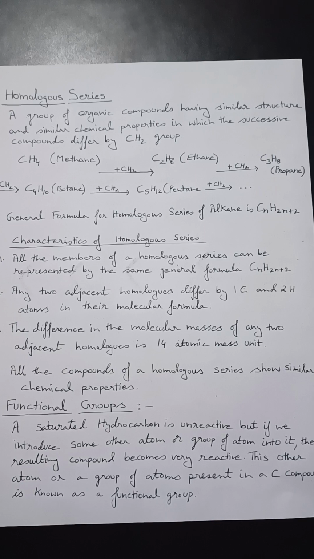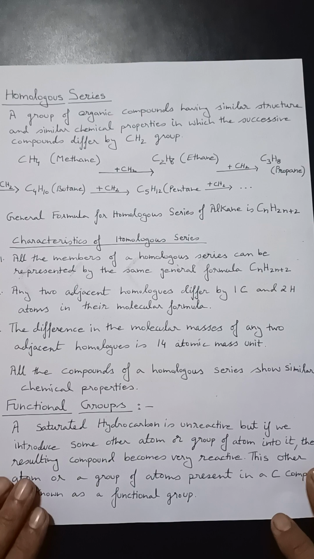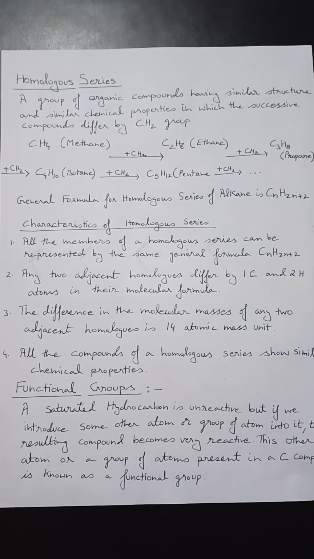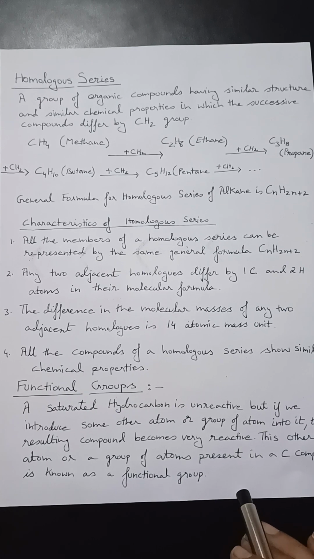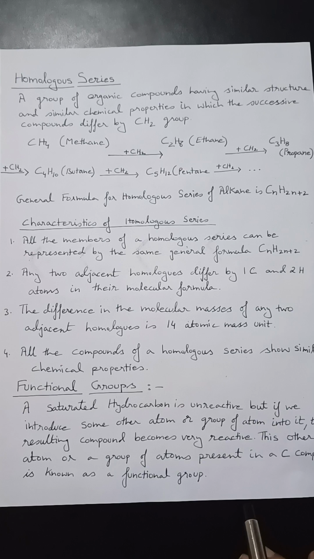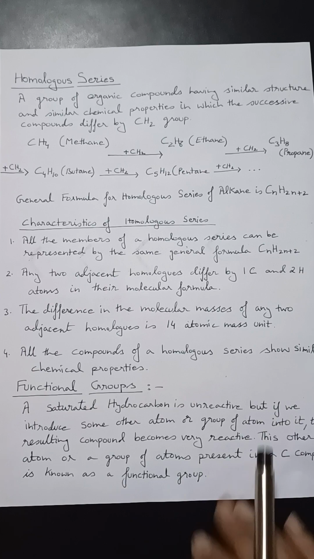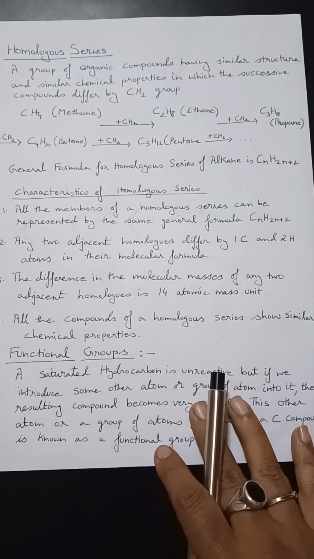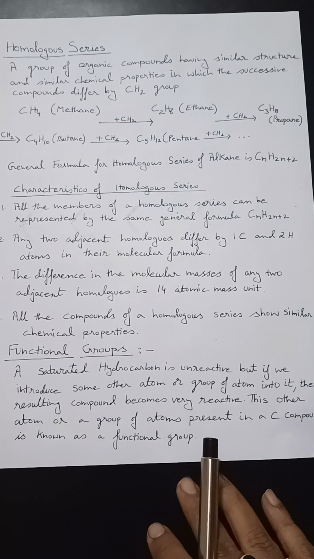So the general formula for homologous series of alkane is CnH2n+2. Now what are the characters of homologous series? First, all the members of homologous series can be represented by the same general formula CnH2n+2. Any two adjacent homologues differ by 1 carbon and 2 hydrogen atoms in their molecular formula. Third, the difference in the molecular mass of any two adjacent homologues is 14 atomic mass unit. And fourth, all the compounds of homologue series show similar chemical properties.